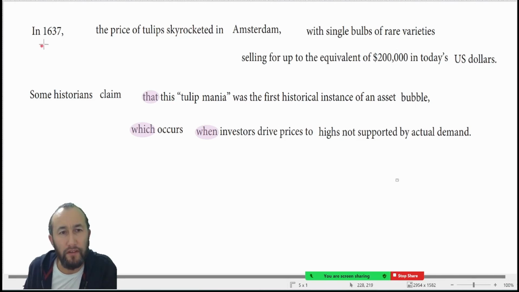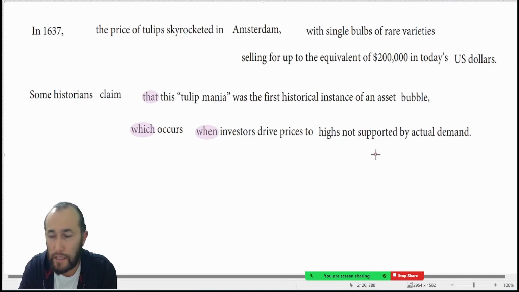So in 1637, the price of tulips skyrocketed in Amsterdam, with single bulbs of rare varieties selling for up to the equivalent of $200,000 in today's US dollars. That's the first sentence. Some historians claim that this tulip mania was the first historical instance of an asset bubble, which occurs when investors drive prices to highs not supported by actual demand.